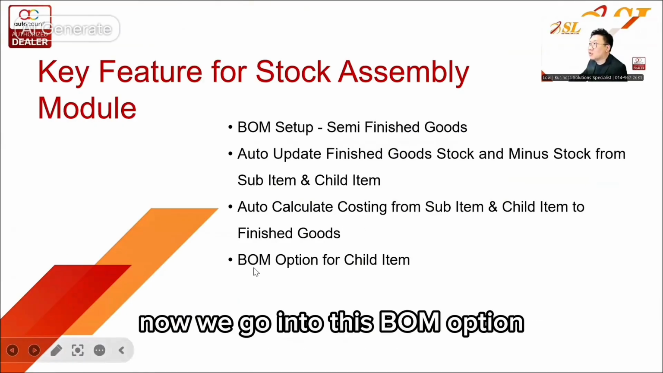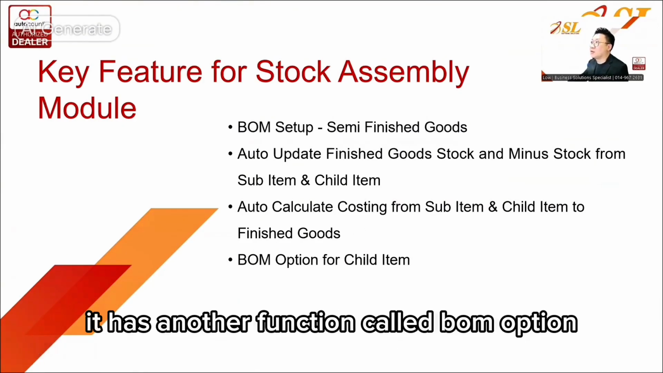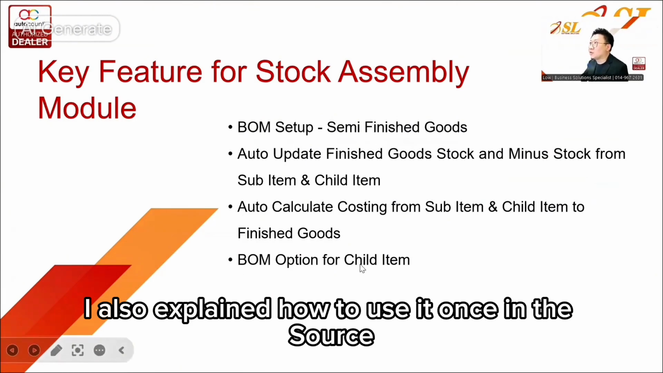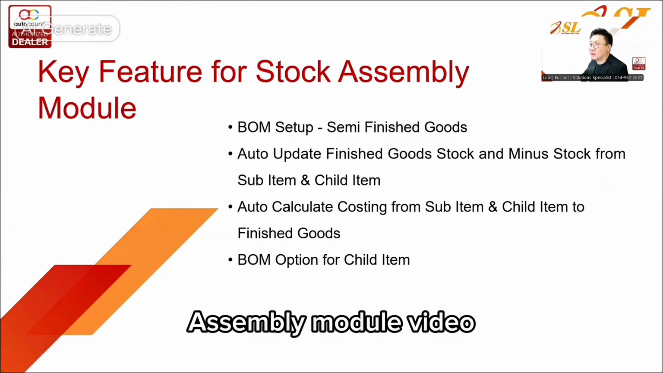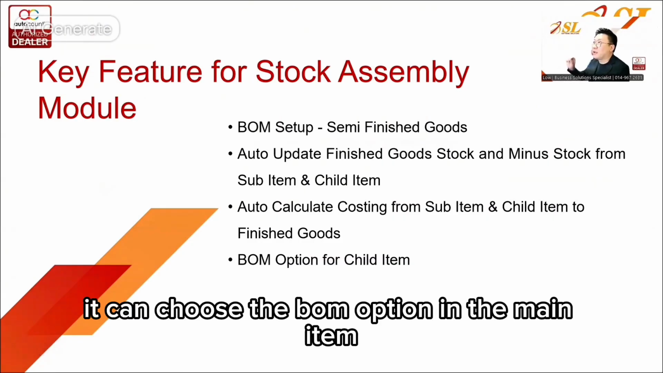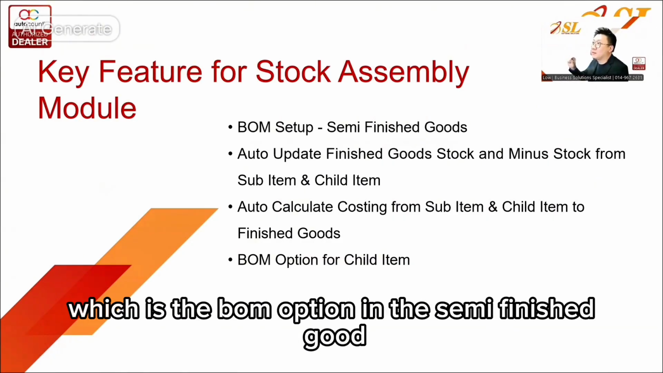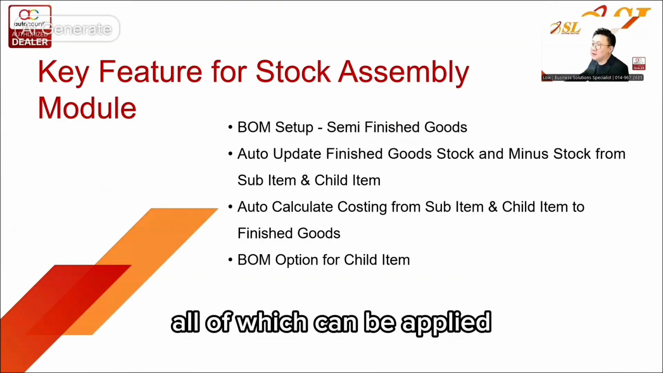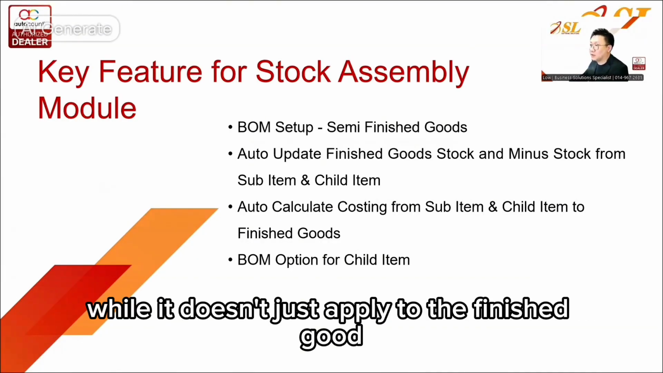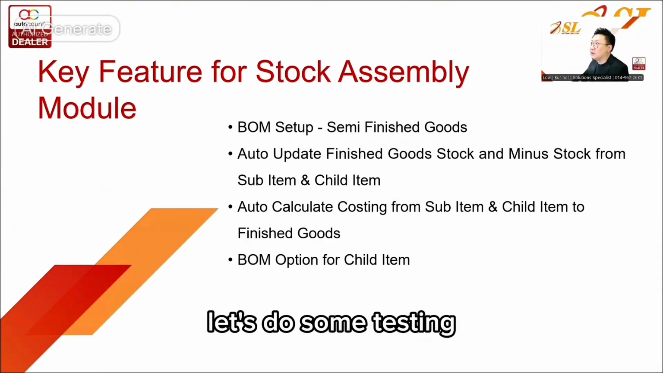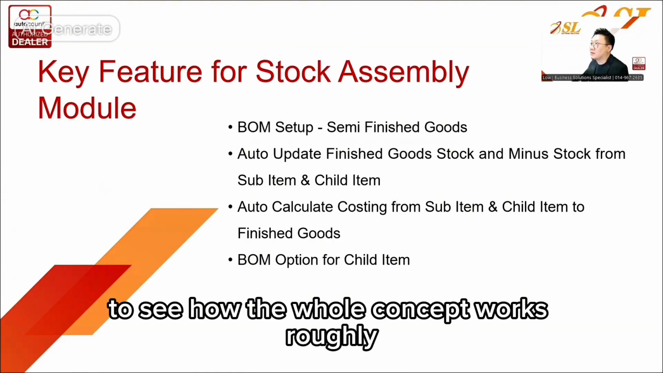Now we go into this BOM option. It has another function called BOM option. I also explained how to use it once in the source assembly module video. But here, it can choose the BOM option in the main item or the BOM option in its stock item, which is the BOM option in the semi-finished good, all of which can be applied. Wow, it doesn't just apply to the finished good. Let's do some testing to see how the whole concept works roughly.